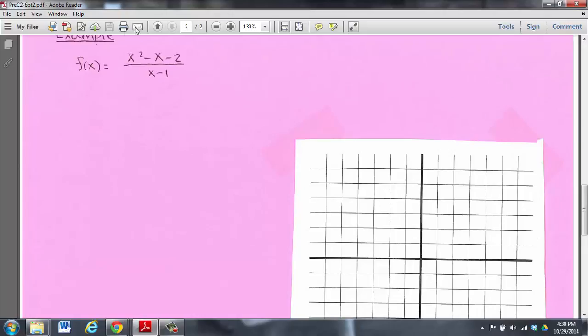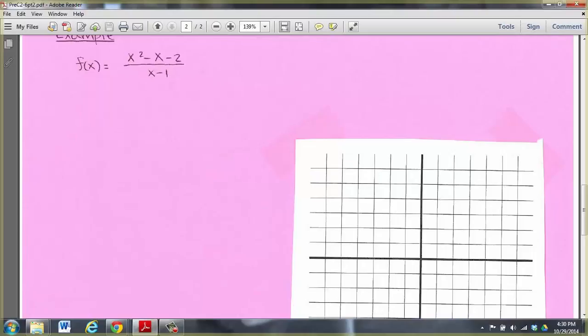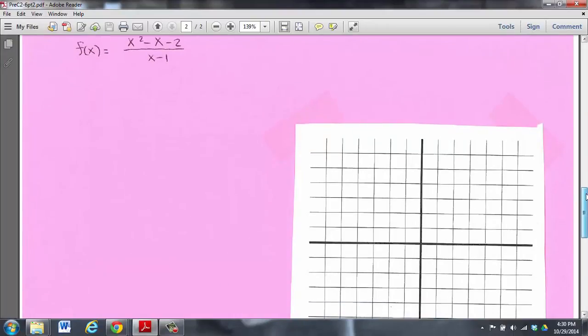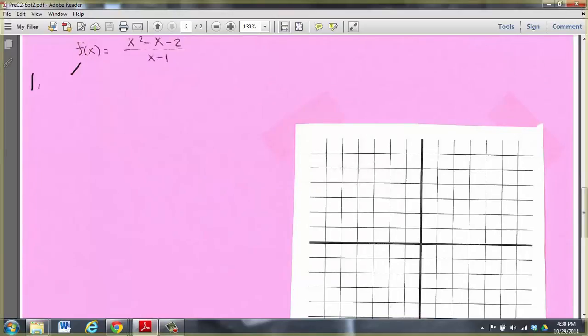In fact, maybe you want to pause this right now, try it yourself. So go ahead, pause it, give it a try. And let's move this just a little bit. Okay, number 1, simplify. We got x minus 2, x plus 1, all over x minus 1.